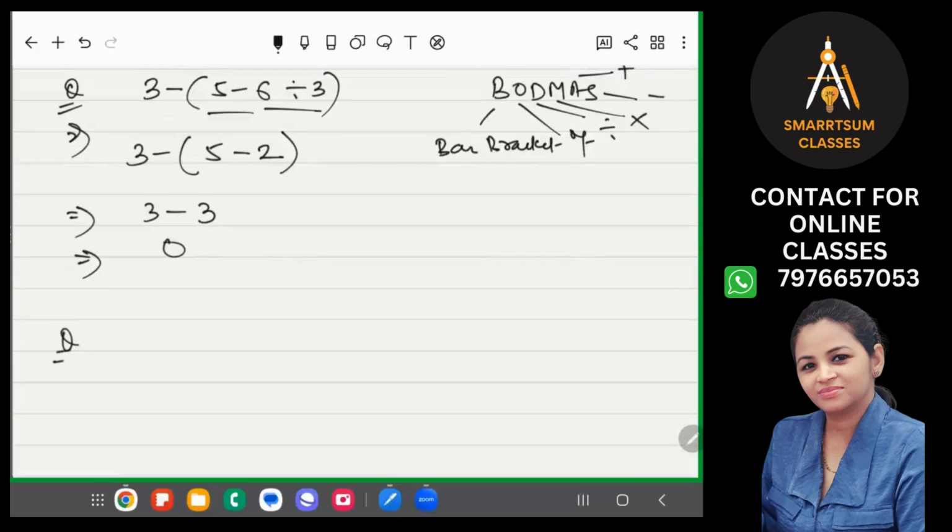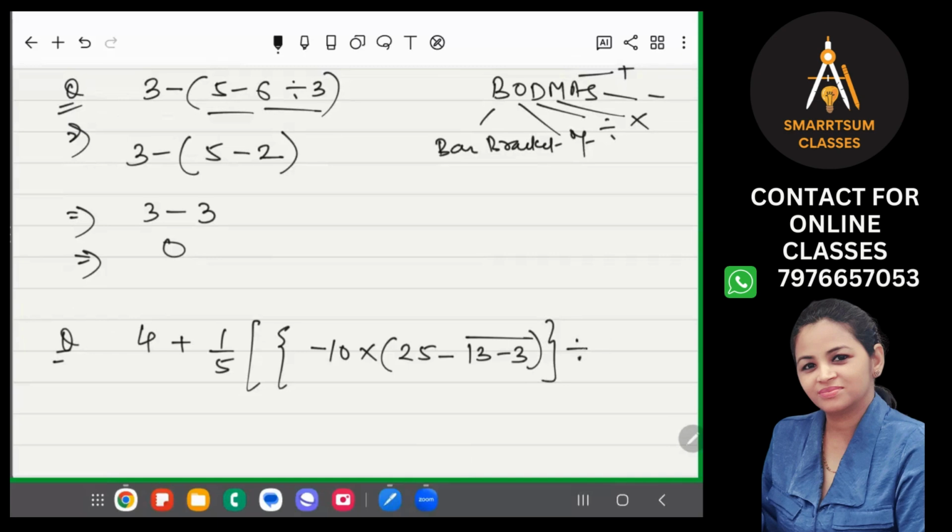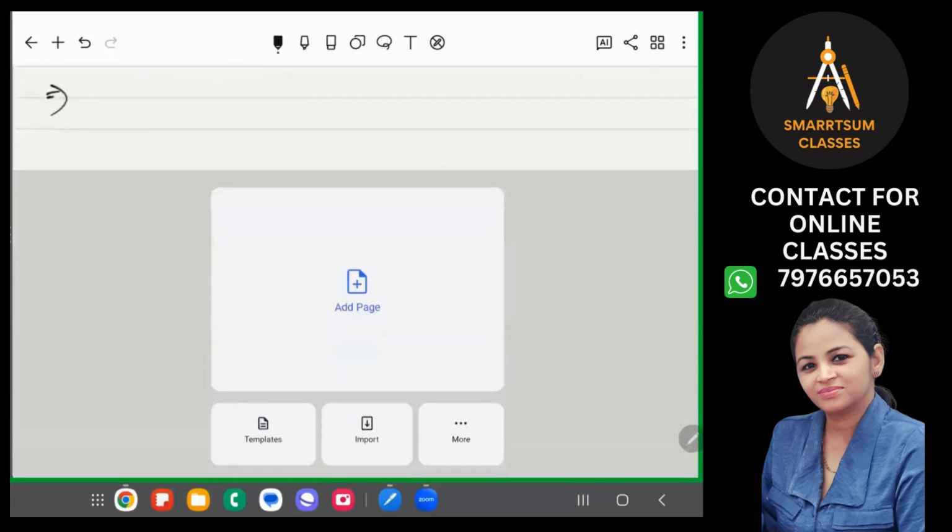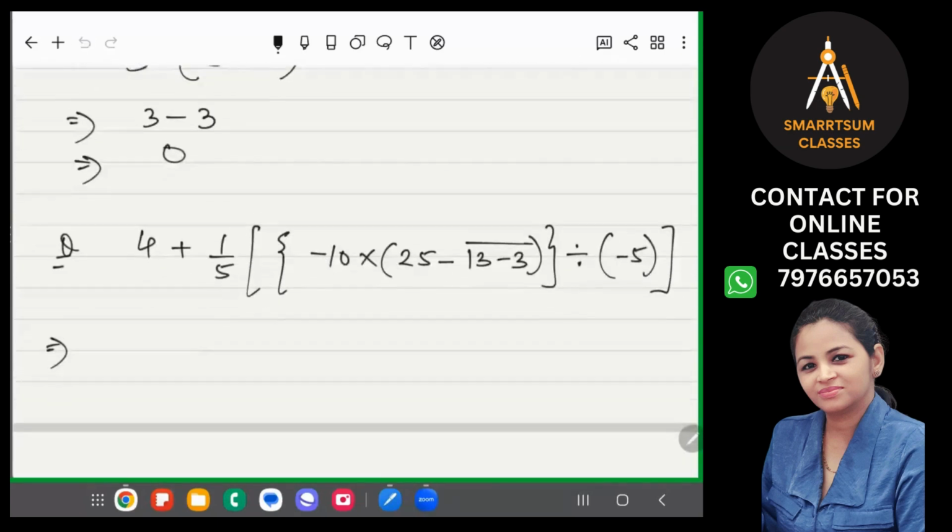Similarly, suppose we have another question. 4 plus 1 by 5 minus 10 into 25 minus 13 minus 3. There is a bar. Curly bracket close, division, minus 5, square bracket close. Now we have to solve this, so please see this carefully.